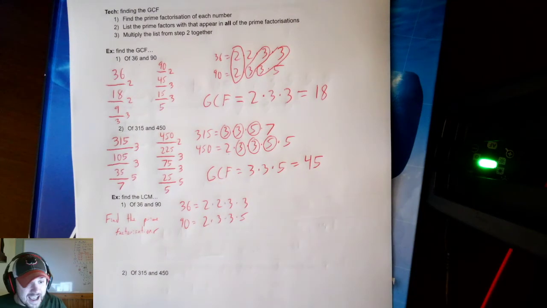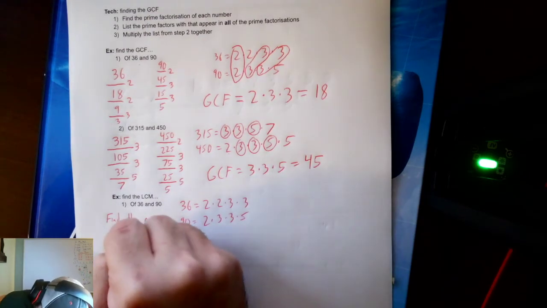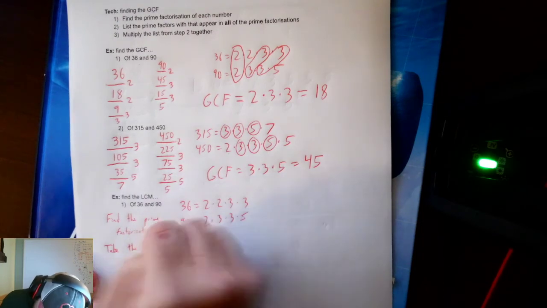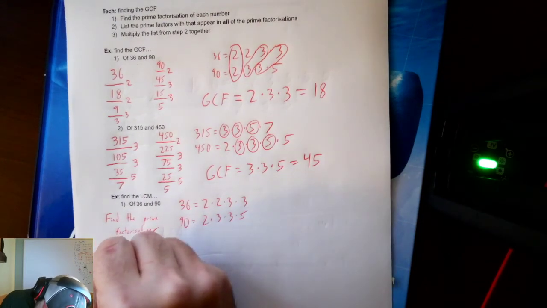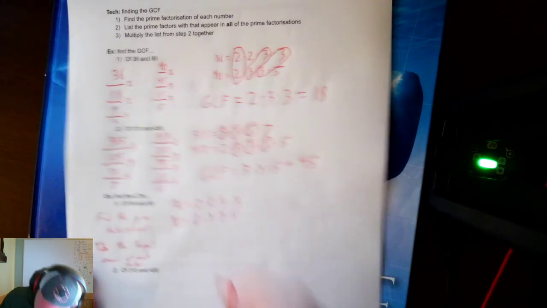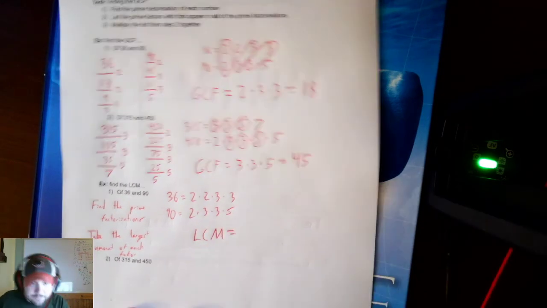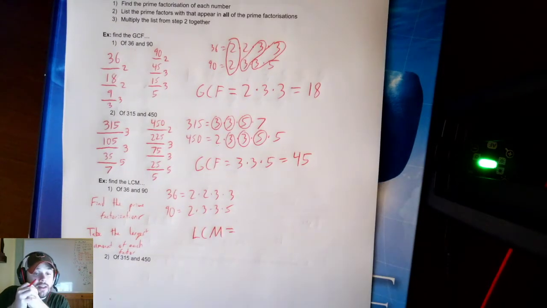Now that we've found them, we take the largest amount of each factor. And the reason I wanted to walk through this rather than show the technique off first is because this is the weird part. For the LCM, they don't have to have the same number of them. They just have to have the number.